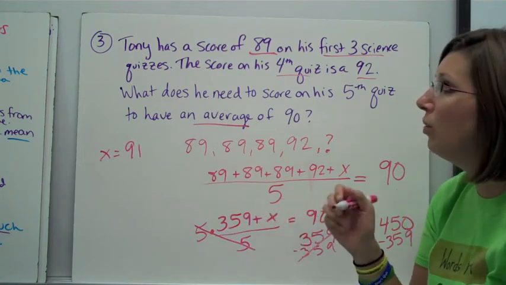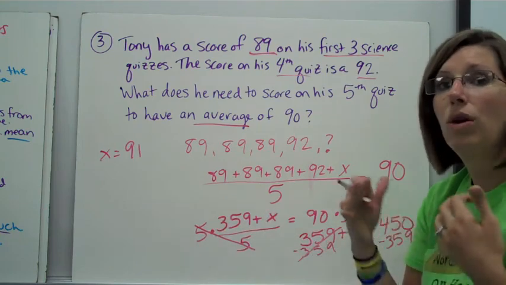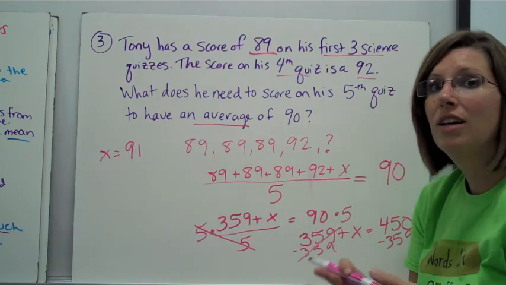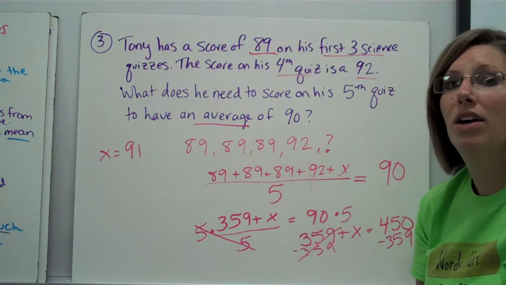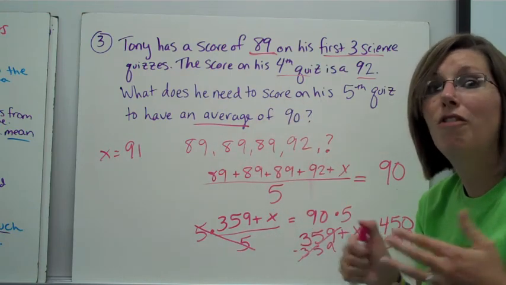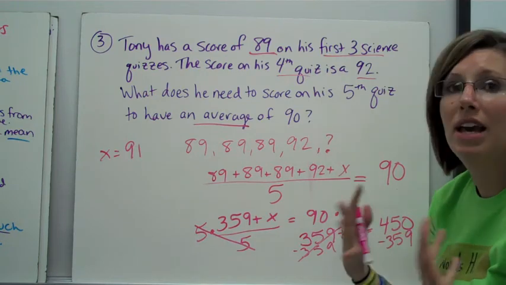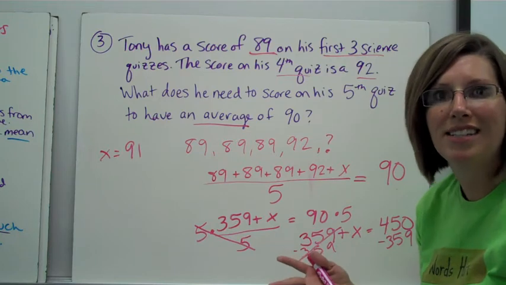So you could write out your answer. Tony will need a score of 91 to have an average of 90 for a quiz average in science. That's the full answer there. Because it's a word problem, you want to give all of the answer in a complete sentence.